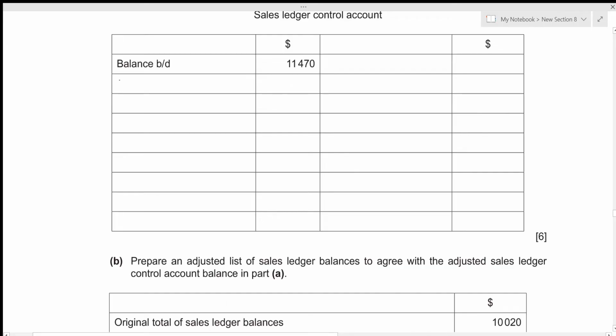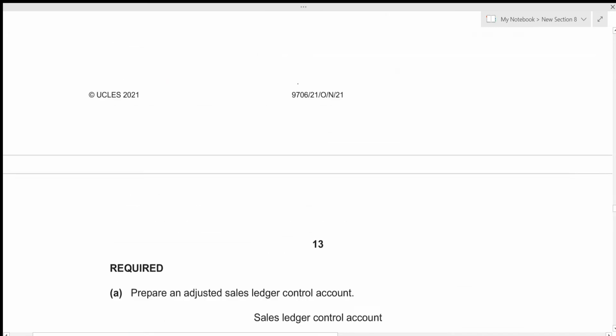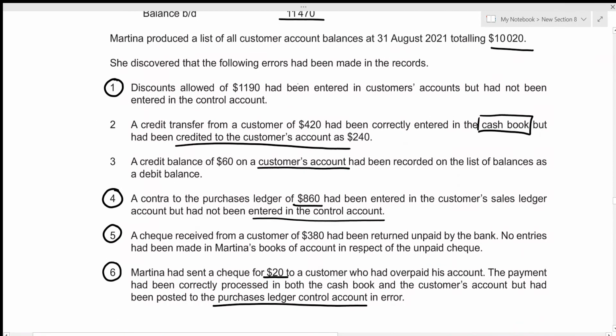So we have discounts received of 280. Okay, let's have a look at another error. Discounts allowed of 1,190. So this had not been entered.